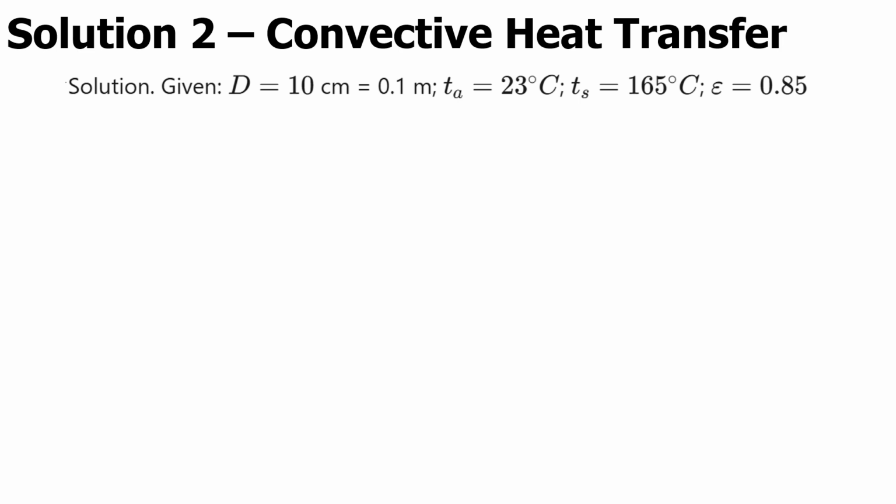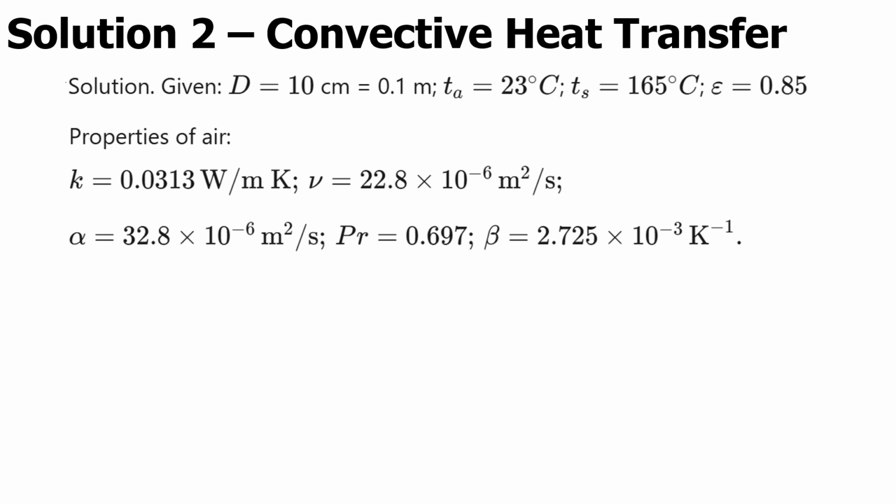Now we'll note down the properties of air that were provided in the problem statement. This includes the thermal conductivity, kinematic viscosity, thermal diffusivity, and the Prandtl number is 0.697, and the thermal expansion coefficient beta is 2.725 times 10 to the power minus 3 per Kelvin.